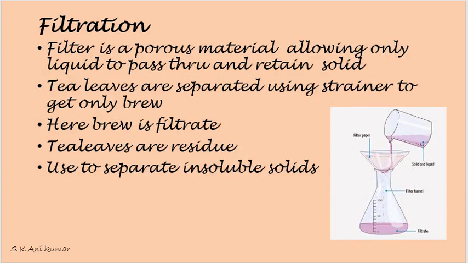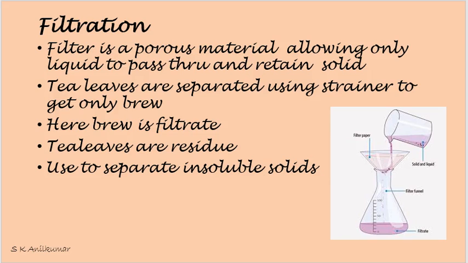Coming to filtration. A filter is a porous material allowing only liquid to pass through and retaining the solid. It is a different type of strainer, but in a strainer you have holes. In a filter, it is a porous material. So you can use a cloth, you can use a filter paper, different types of filters are there in the market. Tea leaves are separated using a strainer, when the holes are very small.